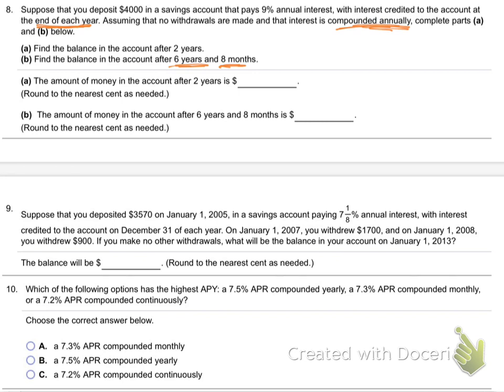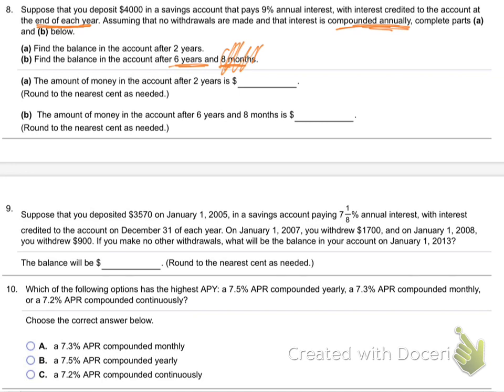So pretend they didn't even say that. Pretend they just said 6 years. That's all that's going to matter. Now that's not normally the way it is. This is like a trick where they're trying to throw a little curveball up there. So just do 6 years. Ignore the 8 months because they don't pay till you get to the end of the year. So they're tricking us.